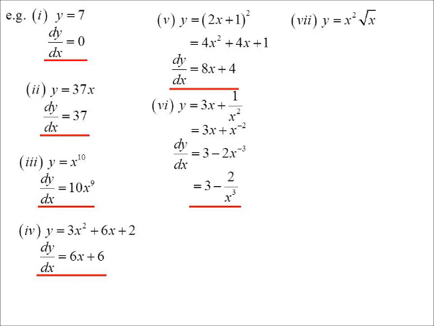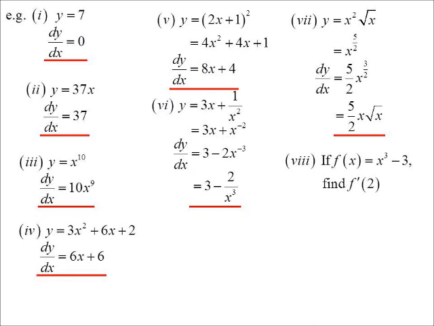x squared root x. Well, that would be x to the 2.5. 2.5 is 5 on 2. So it's x to the power of 5 on 2. Take 1 off that power, we get 3 on 2. So I have 5 on 2, x to the 3 on 2. So 5 on 2, x root x.